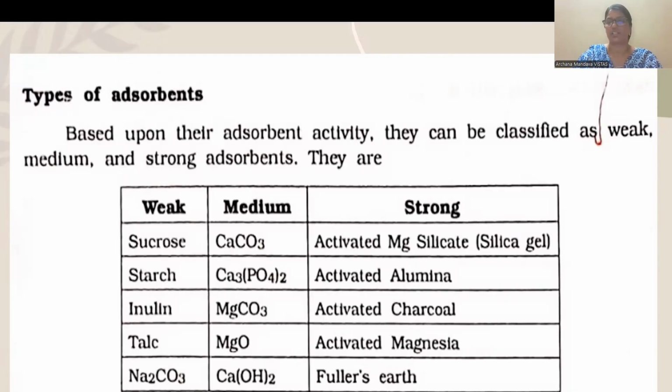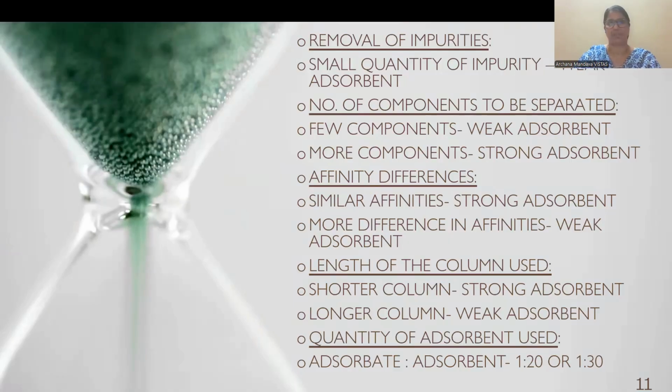They are divided into three types: weak adsorbent, medium, and strong. When and where we have to use them, I will discuss in short. So when you are separating the impurities, we can have a small quantity of impurity in the sample. So at that time we can go with weak adsorbent. Number of components to be separated: few components means weak adsorbent, more components means strong adsorbent. Affinity: similar affinity, strong adsorbent; different affinities, weak adsorbent. And length of the column: shorter, longer. Based on that, we can select the adsorbent technique as well as the quantity.